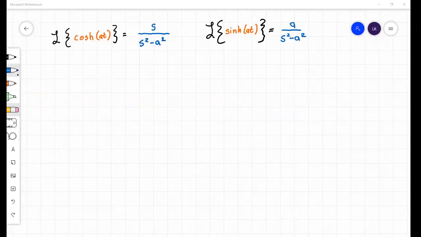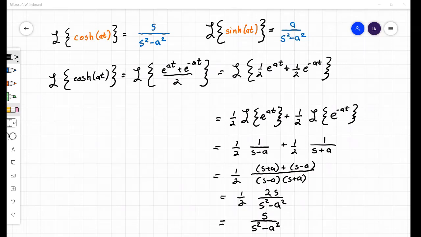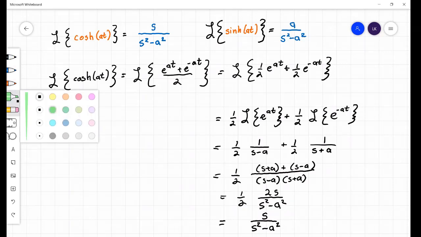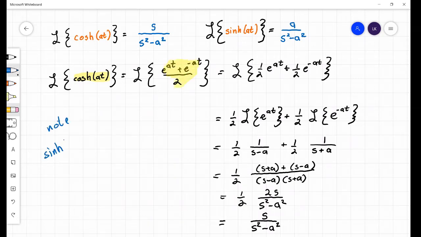So our next pair of elementary functions are hyperbolic cosine and hyperbolic sine. We'll derive the formula for hyperbolic cosine, and the derivation for hyperbolic sine is analogous. Laplace transform of hyperbolic cosine. We use the fact that hyperbolic cosine is equal to a sum of exponentials over 2, and make a note that similarly hyperbolic sine is the difference in exponentials, e to the at minus e to the minus at over 2.